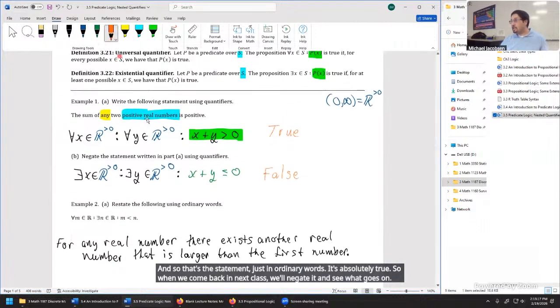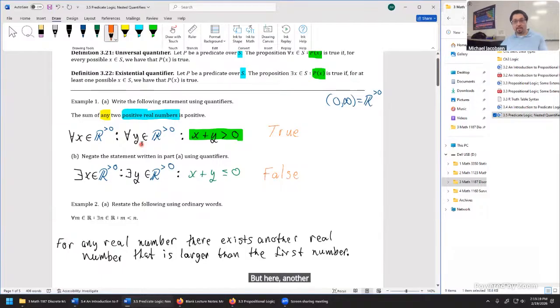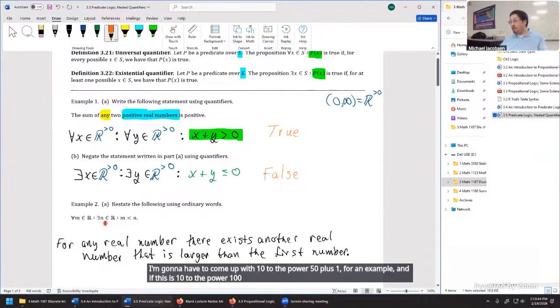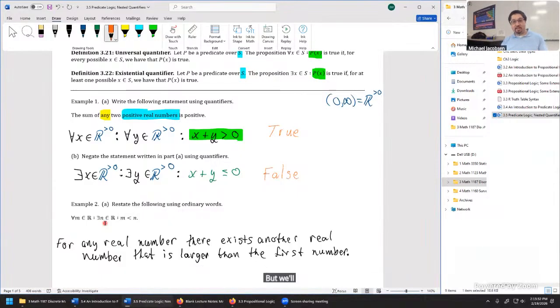But here, another thought before leaving to think about is this y variable does not depend on the x variable whatsoever. There's no dependence relationship. But when you mix these quantifiers, that n variable depends on m absolutely. If m is 10 to the power 50, I'm going to have to come up with 10 to the power 50 plus 1, for example. And if this is 10 to the power 100, then my old 10 to the power 50 plus 1 doesn't work. I have to come up with a new number to make the statement true.